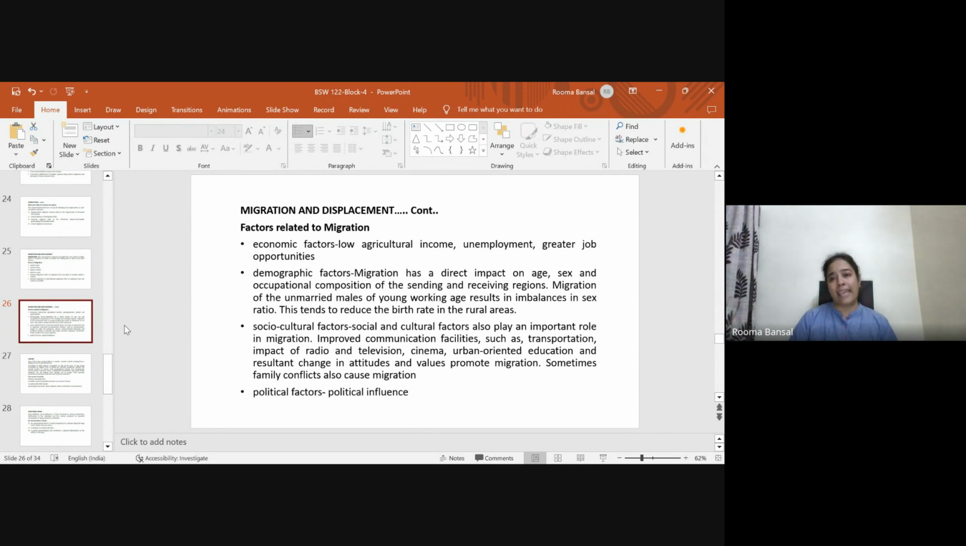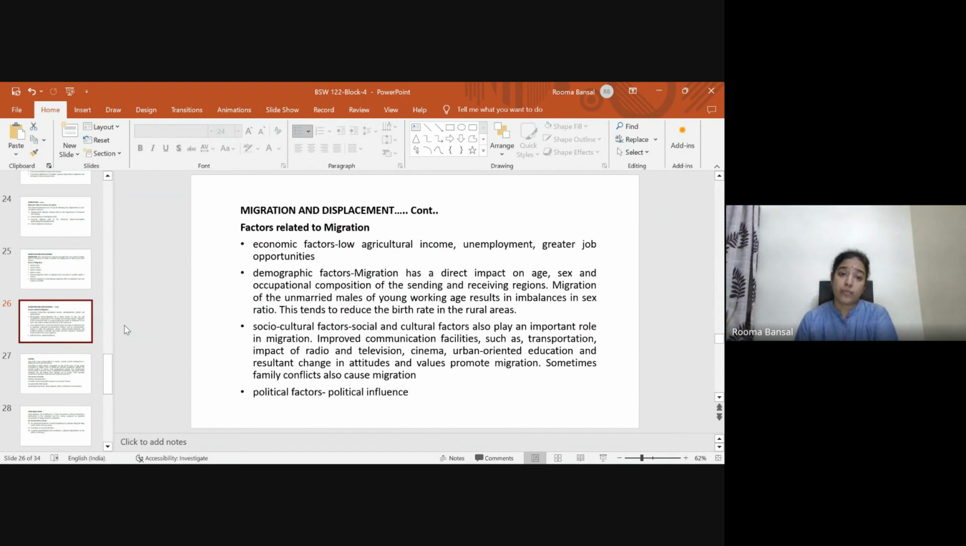Migration has a direct impact on the age, sex, and occupational composition of the sending and receiving regions. Migration of unmarried males of young working age results in an imbalance in the sex ratio of that particular area. This tends to reduce the birth rate in rural areas. Youngsters staying in rural areas go to urban areas to get employment or better job opportunities. Generally, male members of rural areas start moving to urban areas, and female candidates are not allowed to go outside for work and still stay in the rural area only. Here, the imbalance in sex ratio occurs.